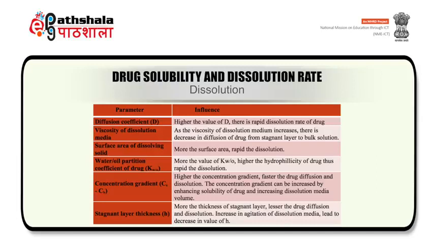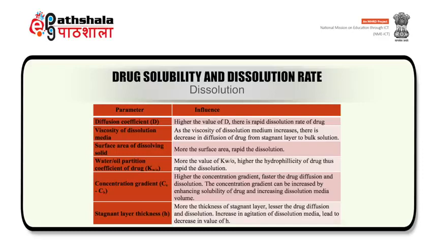The first parameter is the diffusion coefficient, which is represented as D. The higher the value of D, the more rapid the dissolution rate of the drug. The second parameter is the viscosity of the dissolution medium. As the viscosity of the dissolution medium increases, there is a decrease in the diffusion of the drug from the stagnant layer to the bulk solution. The third is the surface area of the dissolving solid. The more the surface area, the more rapid the dissolution. Surface area of the solid can be enhanced by micronization of the drug. The next is the water-oil partition coefficient of the drug. The higher the value of the partition coefficient, the higher the hydrophilicity of the drug, thus the more rapid the dissolution. The next is the concentration gradient.